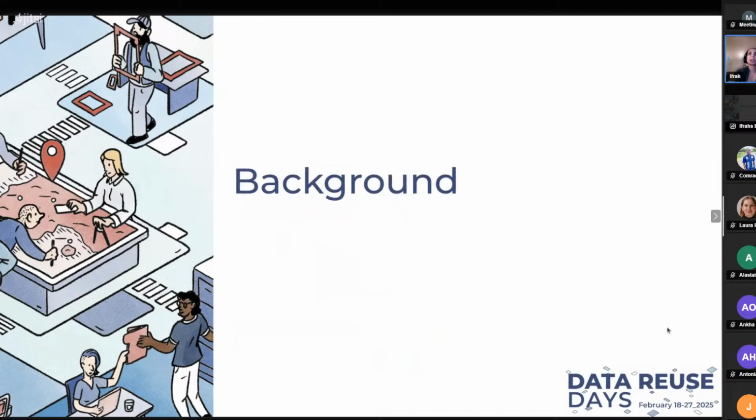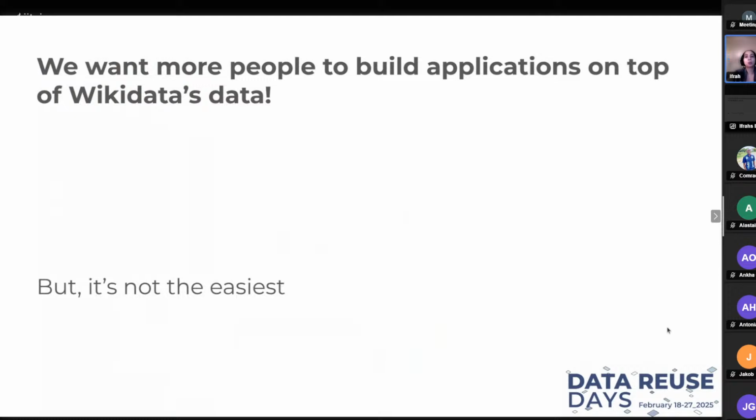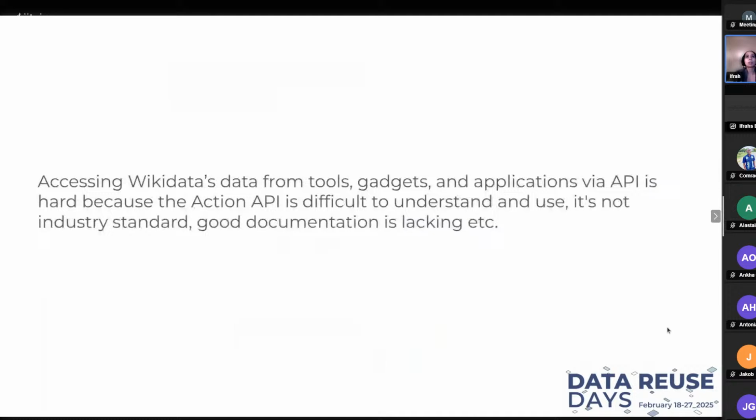All right, then let's start with a bit of a background. Why did we want to do this? We obviously want more people to build applications on top of the amazing amount of data that Wikidata has to offer. But it's not really the easiest thing to do. Accessing the data for tools and gadgets and applications via the API is a little hard because the Action API, which is the API that we have originally, is a bit difficult to understand for beginners and use. It's not really the industry standard, and documentation is there, but it's not as accessible.